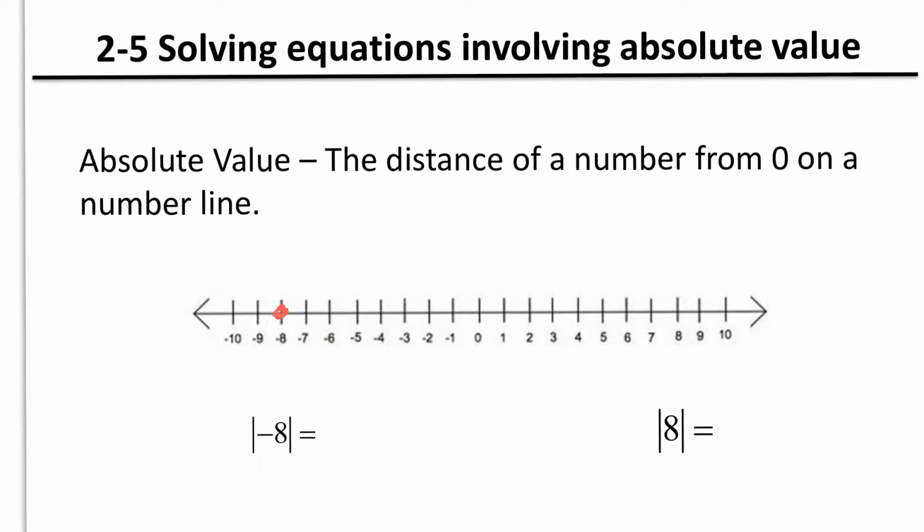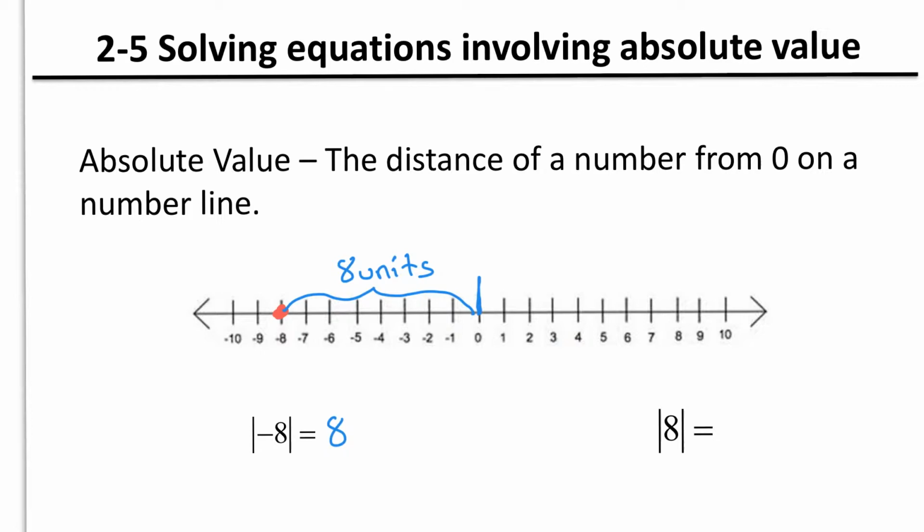-8 is right here. And when you look at the distance from that number to 0, 0 is right in the middle, right here. You can count how many units you have, and you will see that you have 8 units from that number to 0. So the absolute value of -8 is 8. We just want to know how far away is this number from 0.